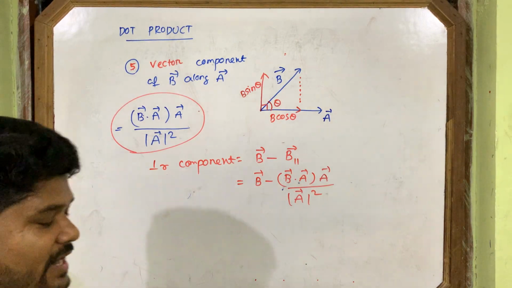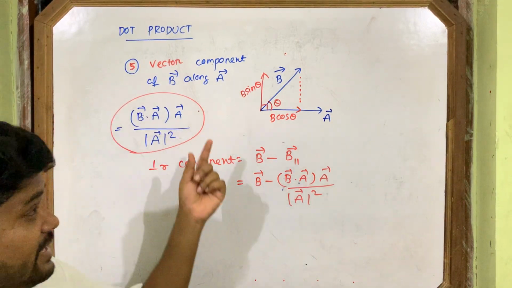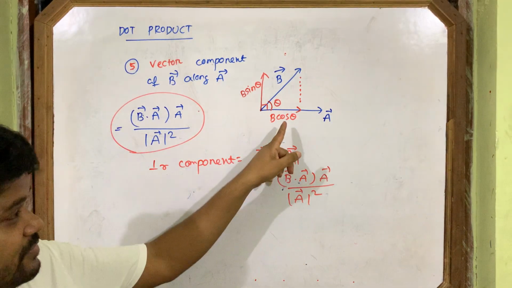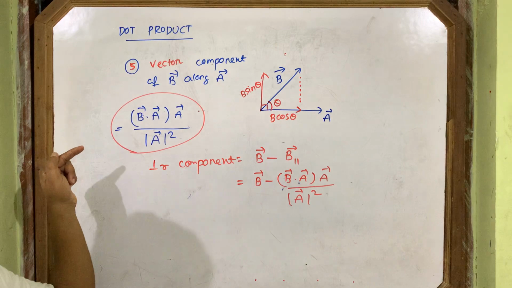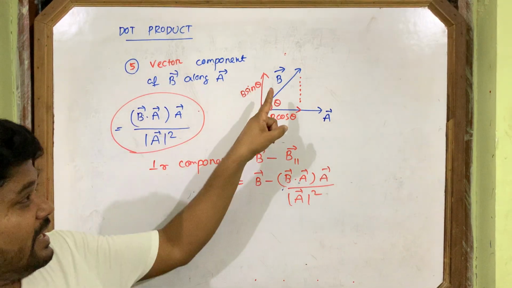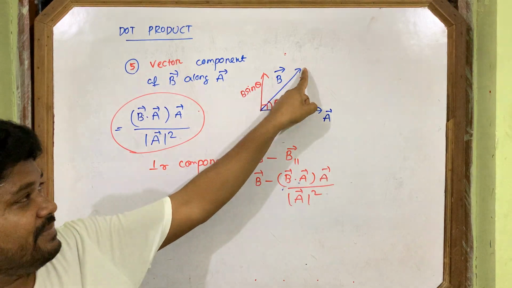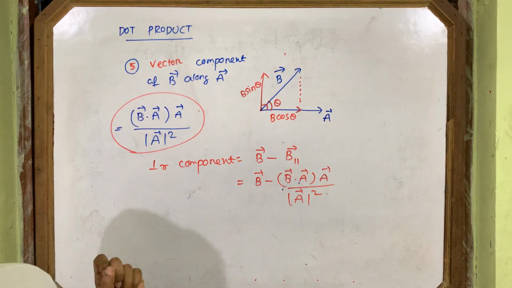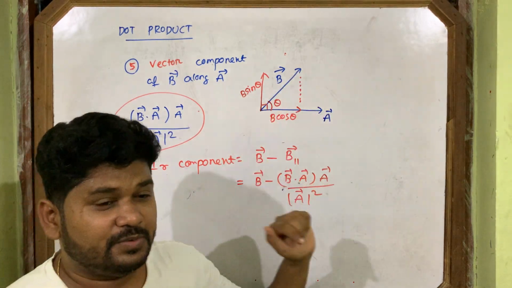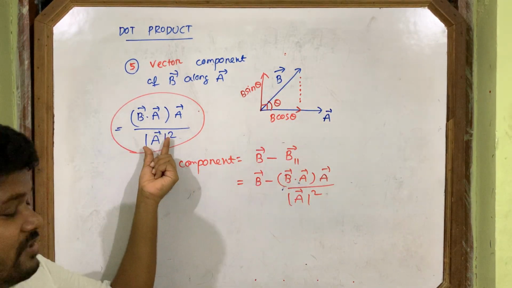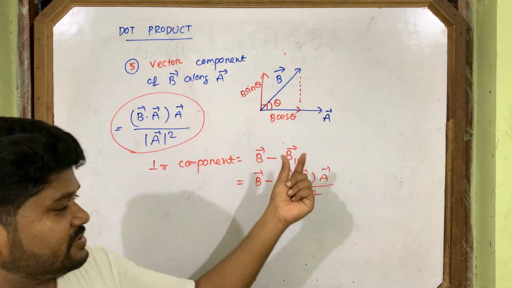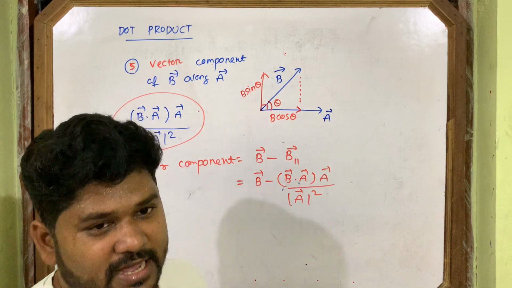If I tell you to find the perpendicular component of one vector along another vector, you have to first find the component which is along that vector. If the question is to find the perpendicular component of B vector along A vector, you have to first find out the parallel component, then just subtract it. Then you will get your answer.